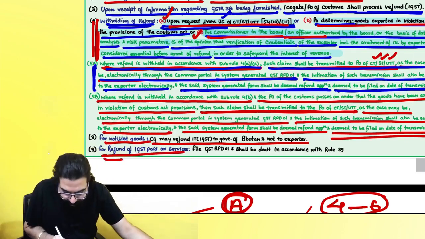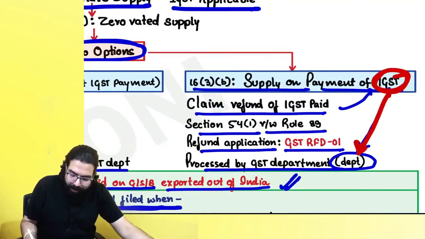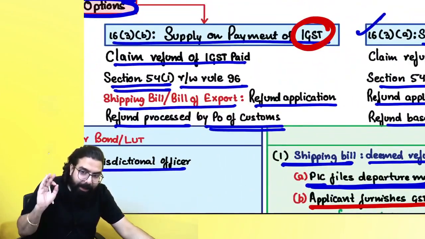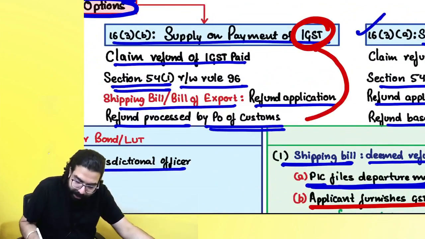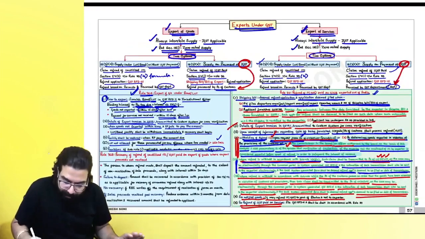For refund of IGST paid on services, always the GST department will process. Sir, only when we have paid the IGST and exported goods, then the proper officer of customs processes it. I hope everybody understood rule number 96.